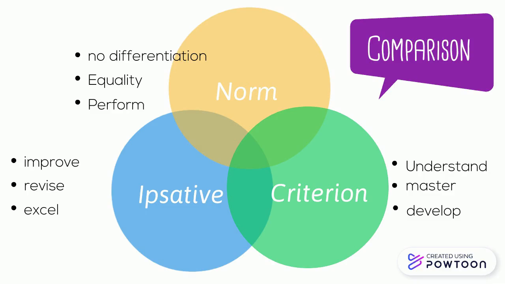In ipsative assessment, however, students have the possibility of working on the same piece of assessment and improve it. This will give them a sense of excelling, and they will be able to revise their work and make it better. Finally, criterion-referenced assessment allows students to understand the criteria by which they will be assessed, and irrespective of whether the work is the same one or not, they can continue to improve it until they master the skills necessary to meet the criteria.